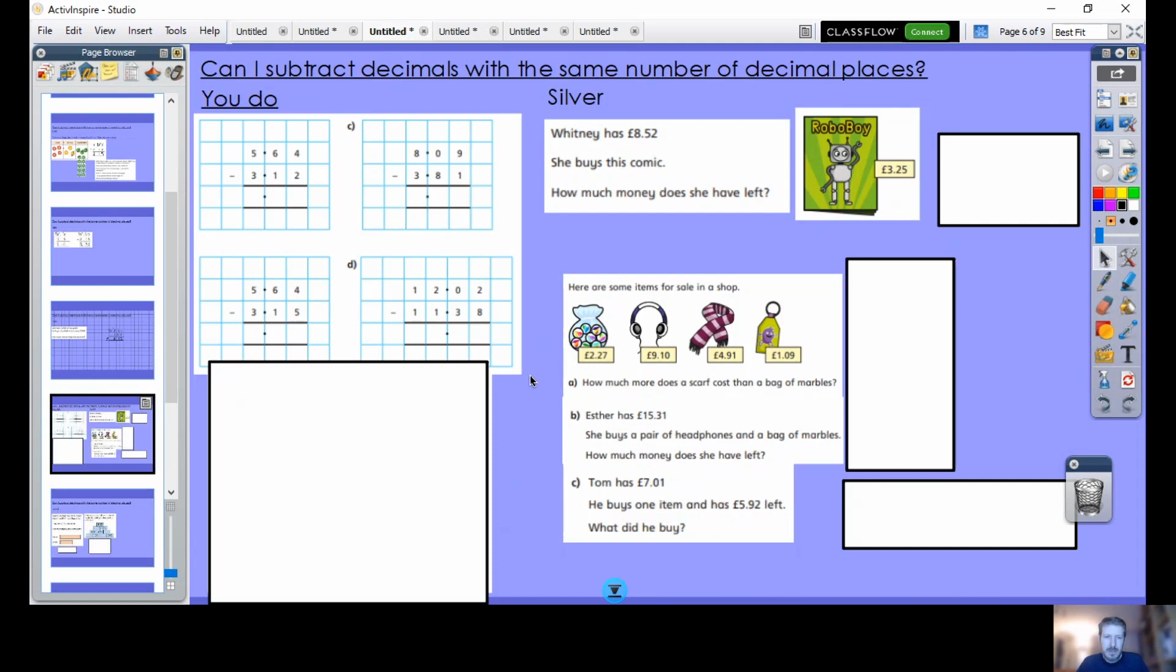Time for you to have a go at some questions. So there's some column calculations over here for you to have a go at. Then there's a money question. Whitney has £8.52. She buys this comic. How much money does she have left? And then some items for sale in a shop. How much more does the scarf cost than the bag of marbles? And then Esther has £15.31. She buys a pair of headphones and a bag of marbles. Here are the marbles. How much money does she have left? Tom has £7.01. He buys one item and has £5.92 left. What item did he buy?